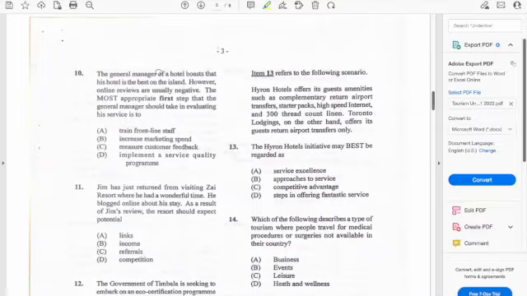Now, the general manager of a hotel boasts that his hotel is the best on the island. However, online reviews are usually negative. The most appropriate first step, notice the word is highlighted, first step that the general manager should take in evaluating his service is to measure customer feedback.